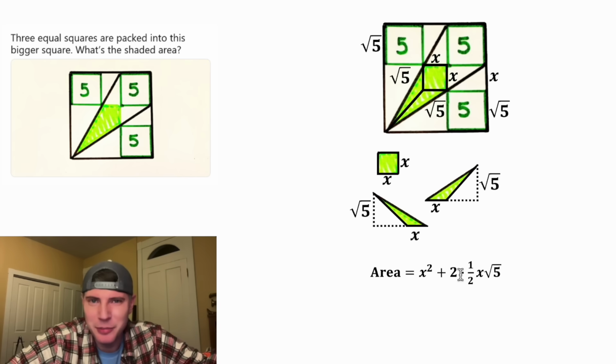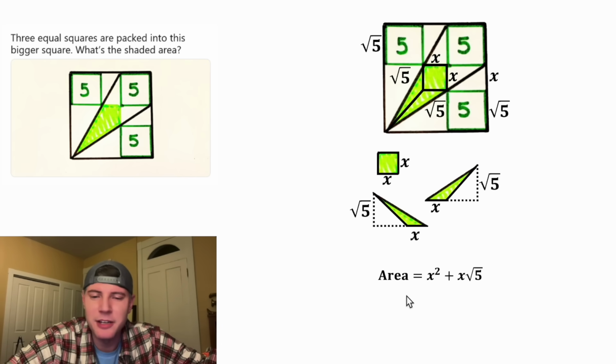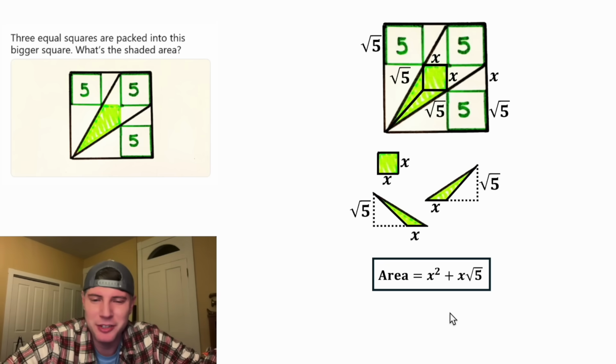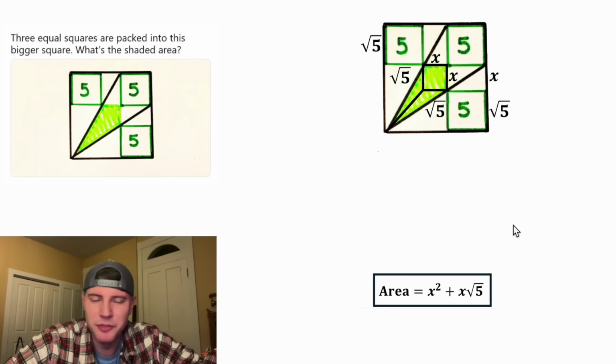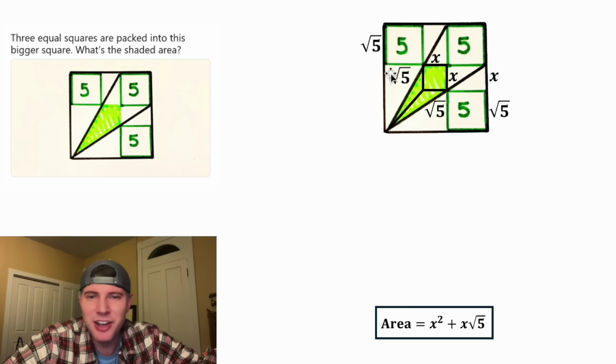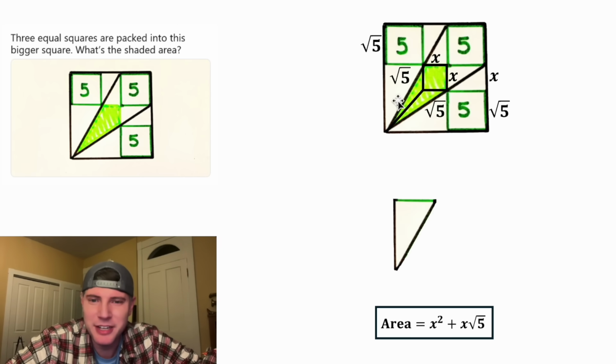We can clean this up a little bit. The 2 and the 1/2 can cancel each other out. So we're left with area equals x squared plus x root 5. This looks important. Let's put a box around it. Let's clean all this up and let's move this down here. Next, I want to focus on this triangle here. Let's copy it down here. And let's also copy down this triangle.